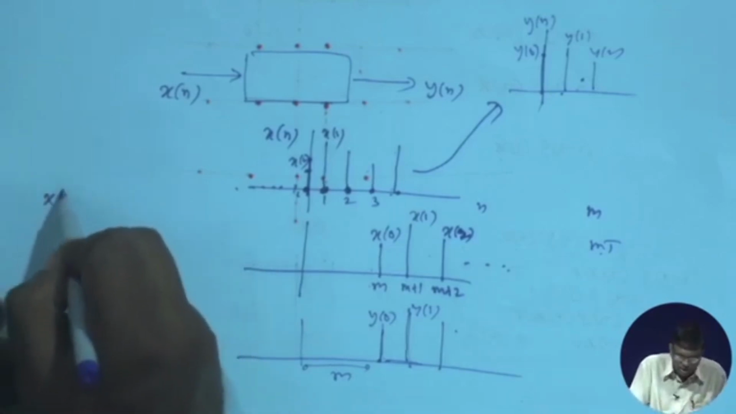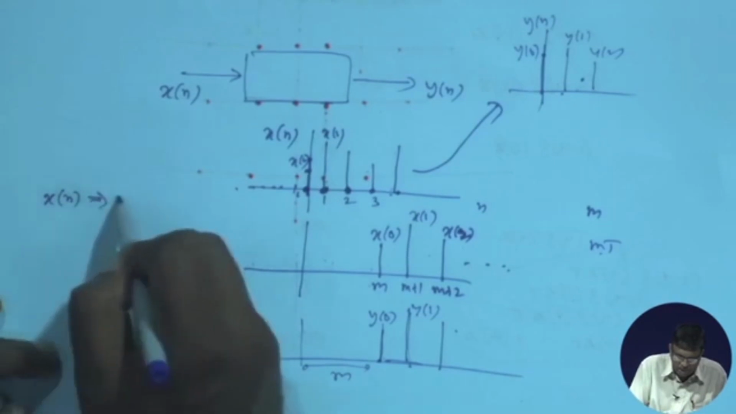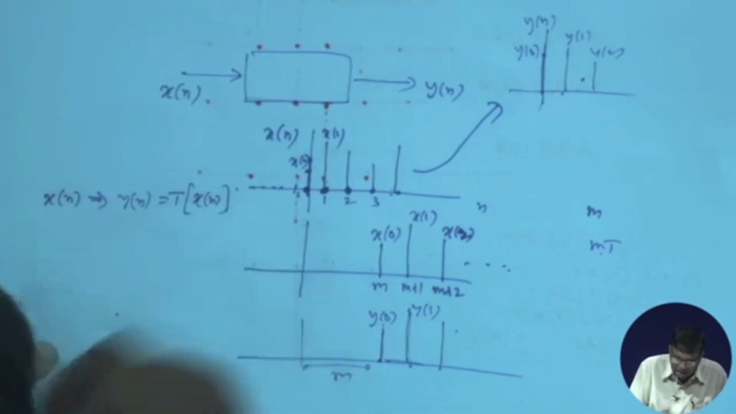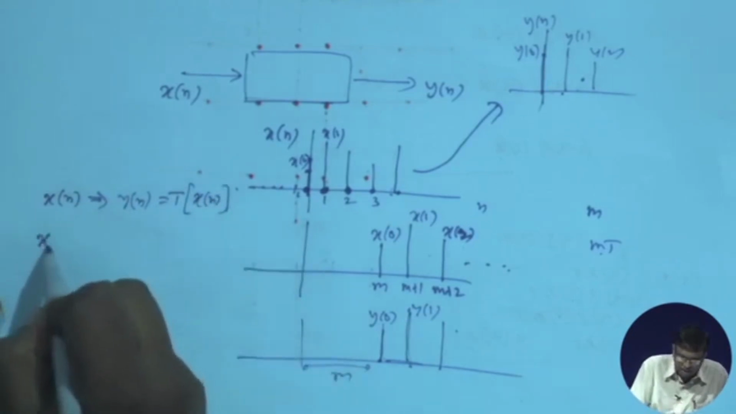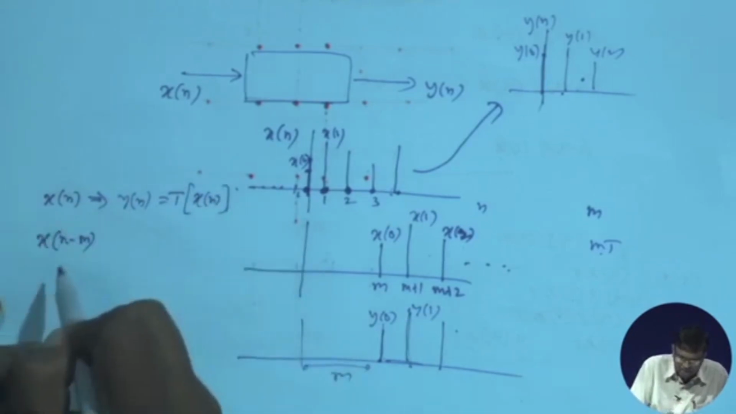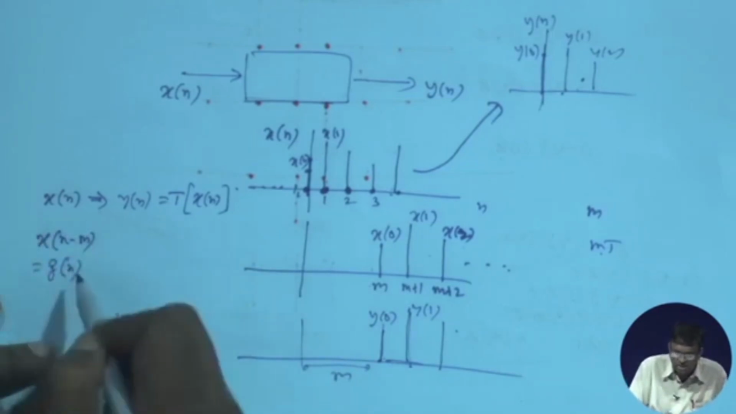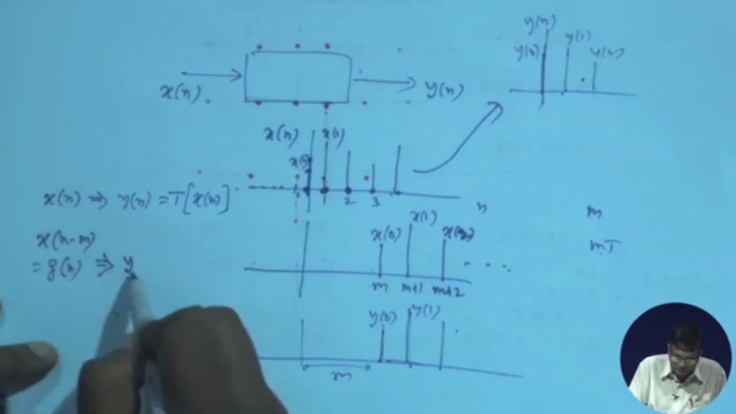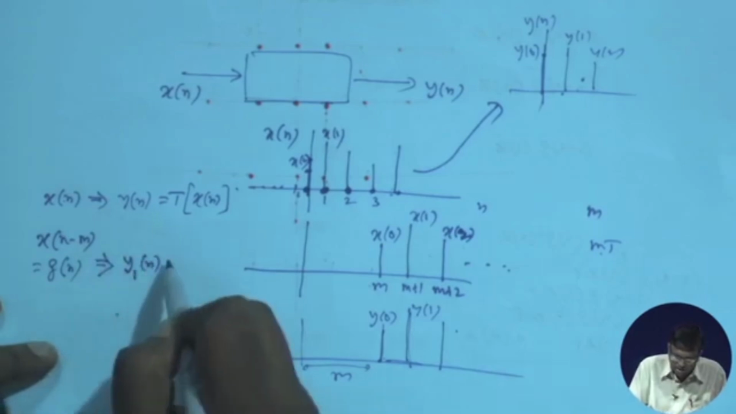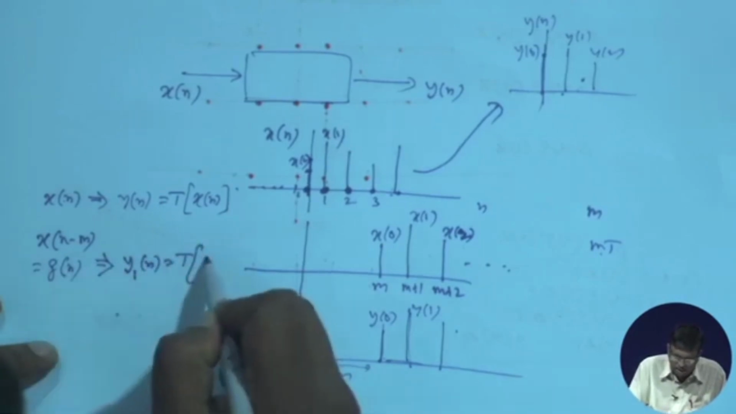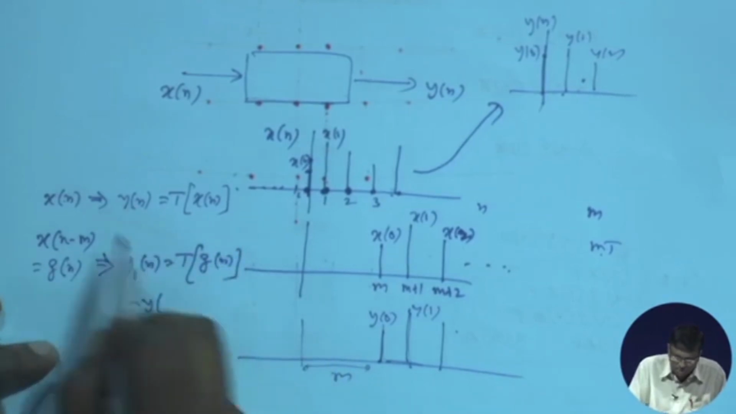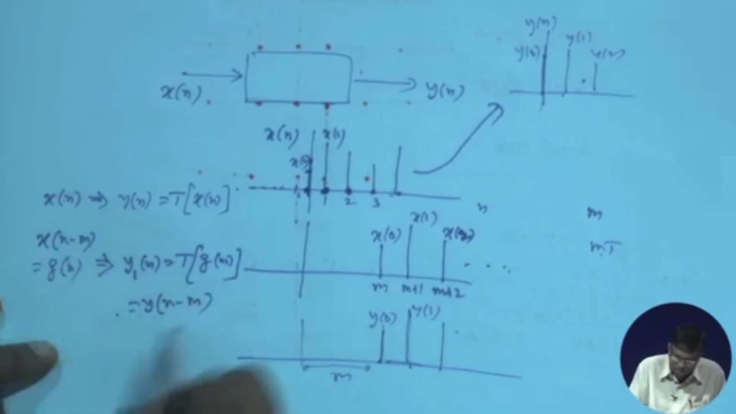That is, if x n gives rise to y n as T of x n, and suppose I give a delayed sequence x of n minus m, you can call it a new sequence g n, which is nothing but the delayed version of this. Then the new output, y 1 n, which is T working on g n, will be the same as the previous output, but also delayed by the same amount.